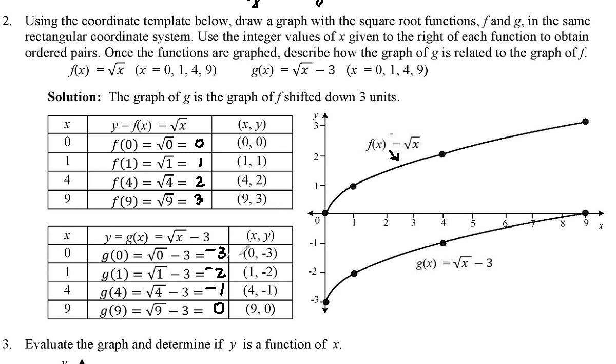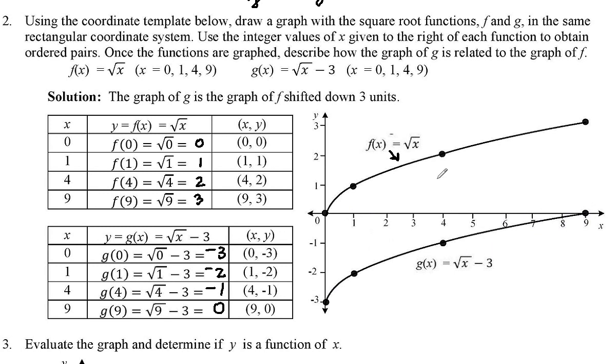And then down here, 0, negative 3 right here, 1, negative 2, 1 to the right, 2 down right there, 4, negative 1, 4 to the right, down 1 right here, and then 9, 0, 9 to the right, 0 up and down right there, and then we connected those. And that is our g of x, which is root x minus 3.